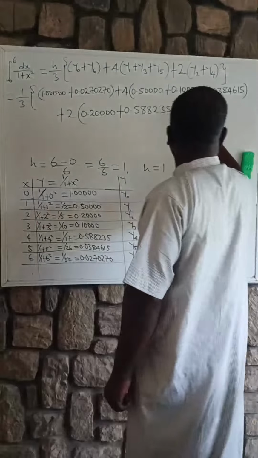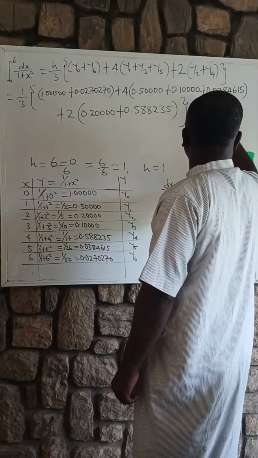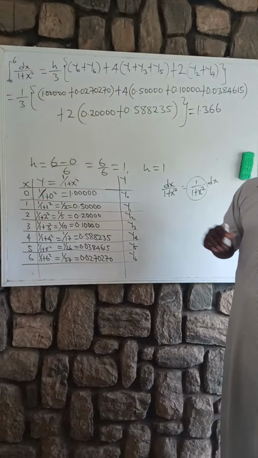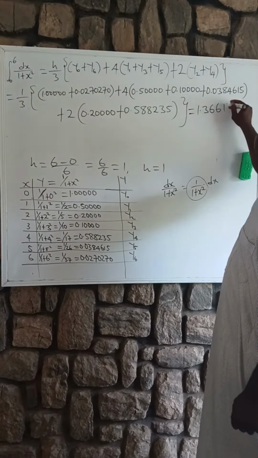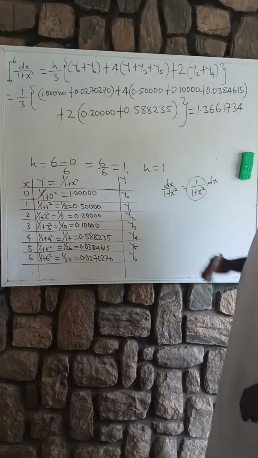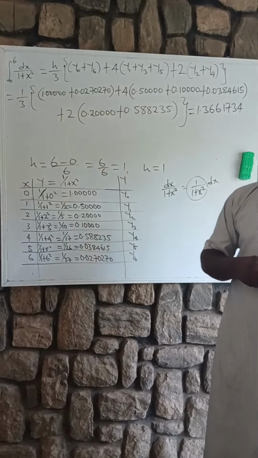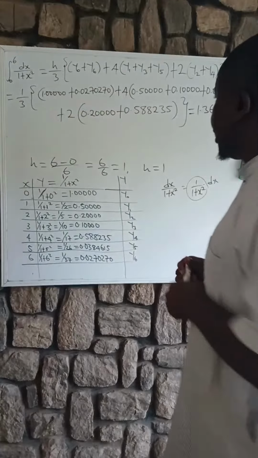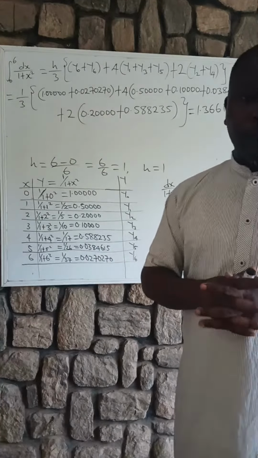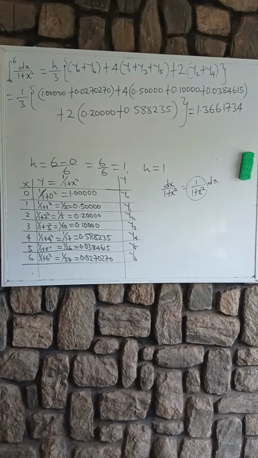I will just write the final answer, 1.366734. I don't know whether there is a mistake, but just do your own. Is that clear? Try and do your own. So that is that. Is there any question? If there is no question, let us move to another example.